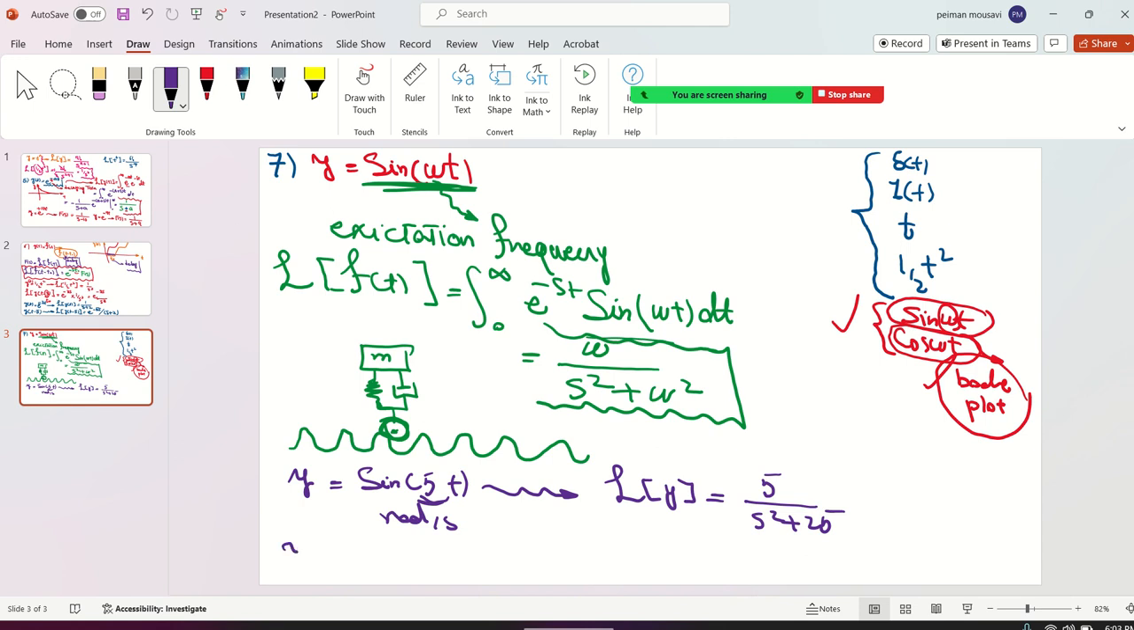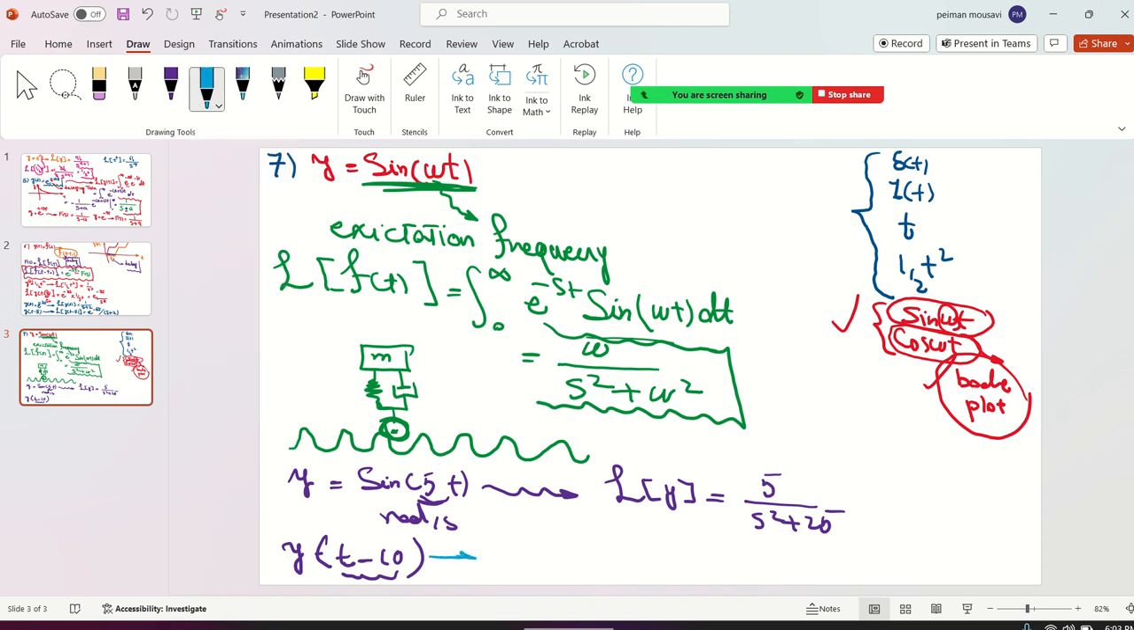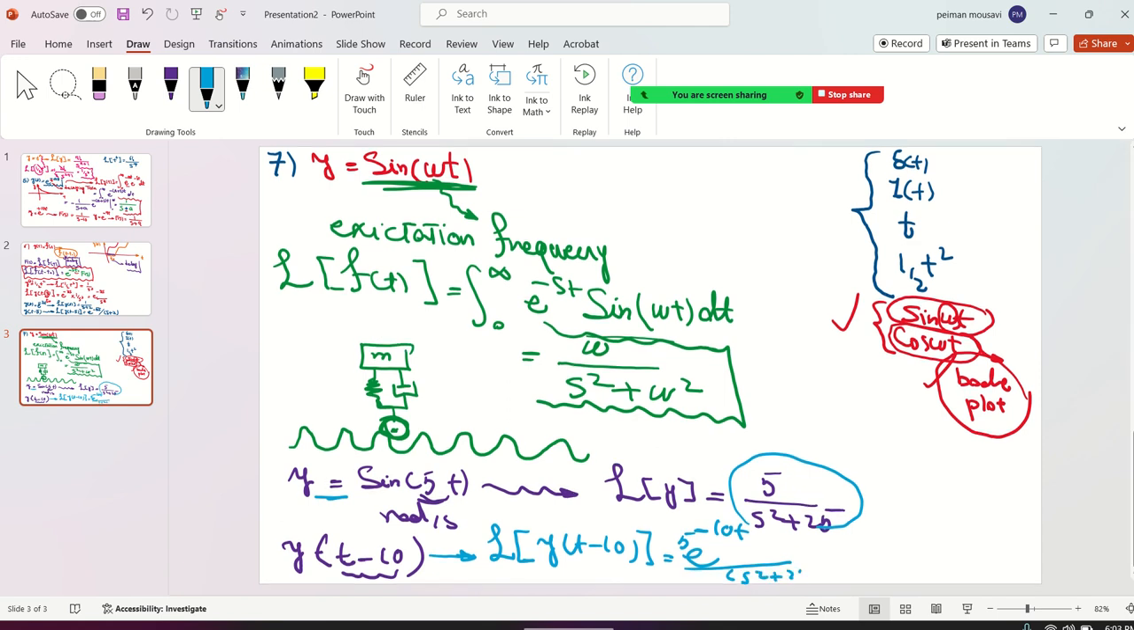Now, what if I say calculate the Laplace of y(t minus 10)? What does it mean again in mathematics? Yes, delay. So you know that the Laplace of y(t minus 10), when your y is this, is going to be e to the minus 10s multiplied by F of s. F of s we already calculated. It's going to be 5 divided by s squared plus 25.